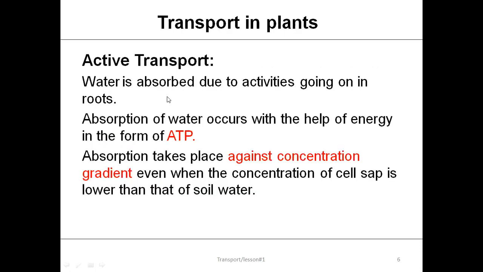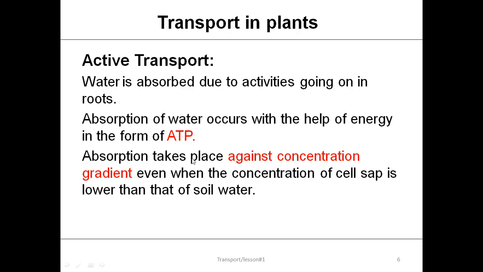Now, active transport. Water is absorbed due to activities going on in the roots. Absorption of water occurs with the help of energy when ATP is used. When absorption of water requires energy, it occurs when absorption takes place against the concentration gradient. We know that movement of water takes place from the region of higher concentration to the region of lower concentration.